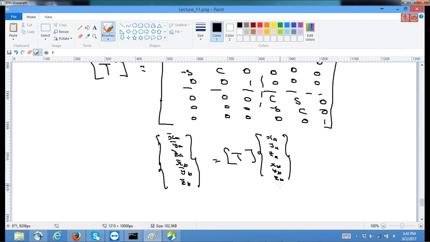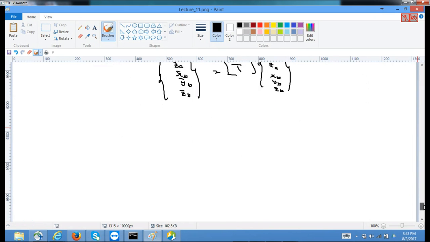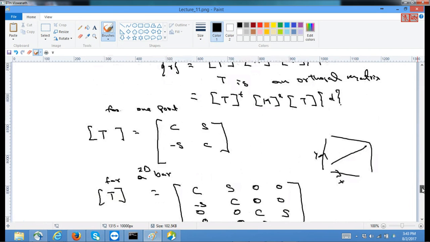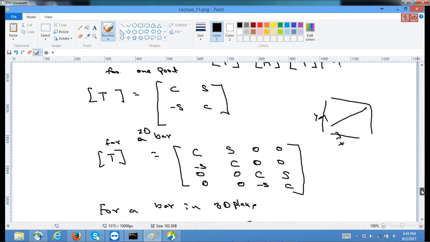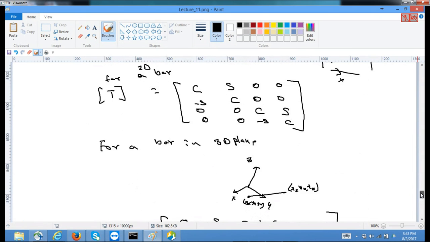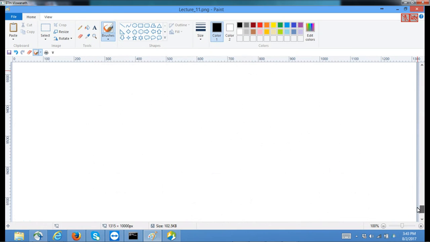So for a point it is different, for a two-dimensional bar it is different, for a three-dimensional bar it is different. All three are developed from the same thing, just by considering that whichever direction is inactive or not rotating, we put zeros in those directions. So these are the transformation matrices if you're dealing with a point transformation, a bar transformation in 2D, or a bar transformation in a 3D plane. Now using this transformation, let's get back to our main thing.